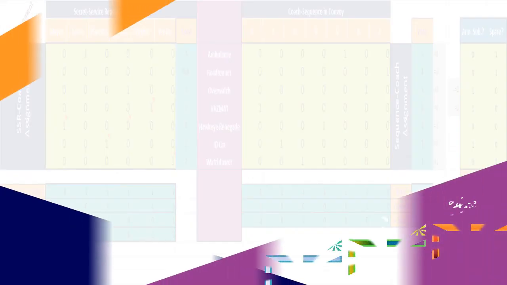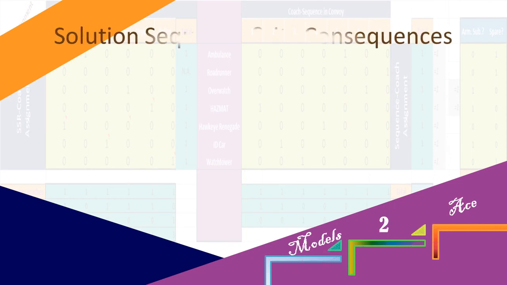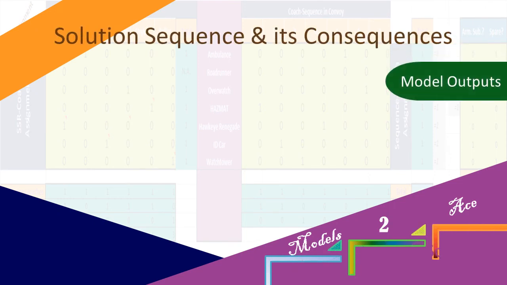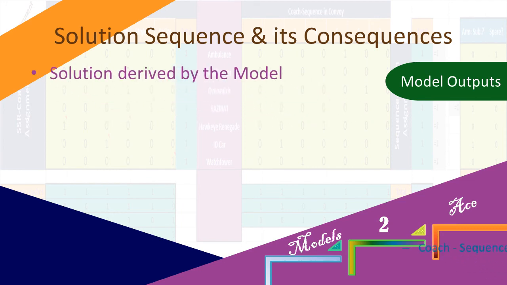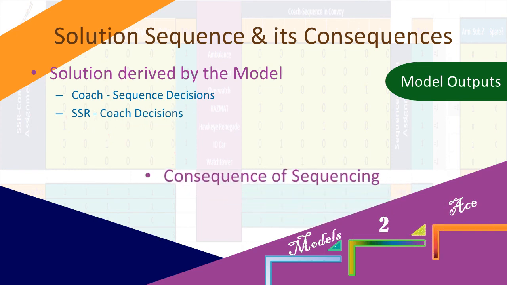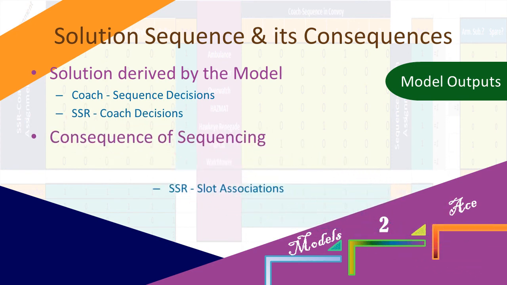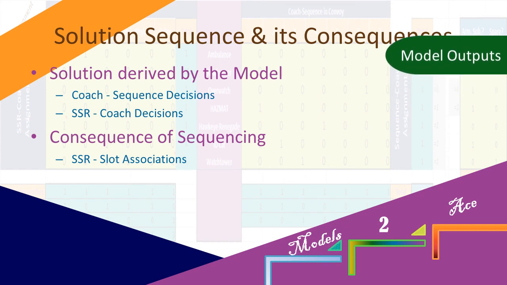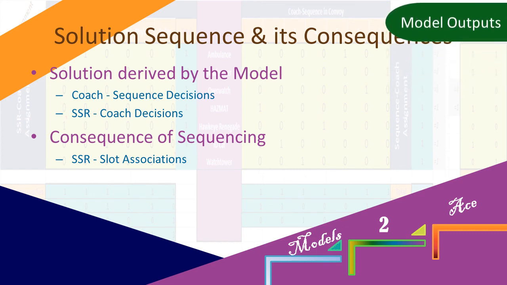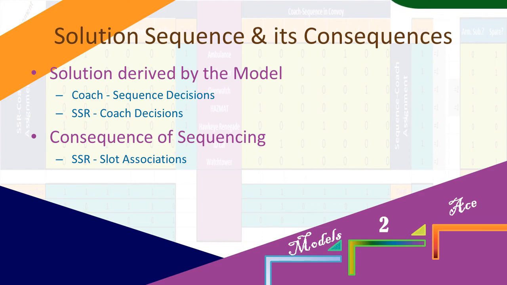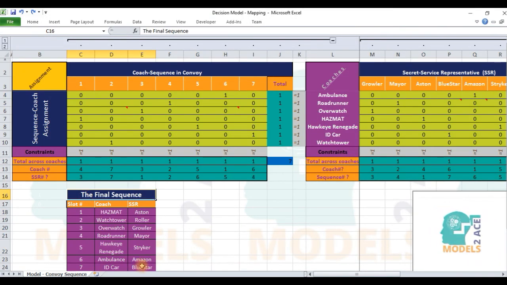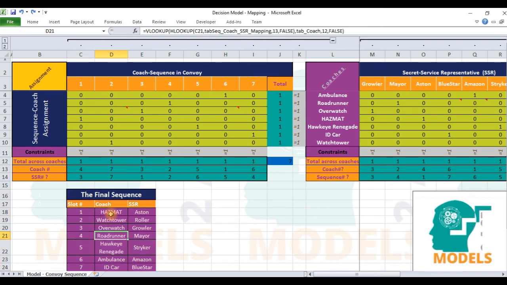The model produces two categories of decisions, the same as the decision variables. These are the decisions of assignment of coaches to slots in the convoy and assignment of SSR to coaches. As a consequence of these decisions by the model, a group of attendant associations gets formed immediately. These are the associations between an SSR and his slot in the convoy. The final mapping is automatically reproduced, in a compact manner for easy visualization, in this table, below.